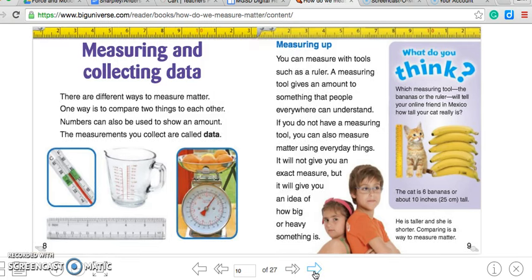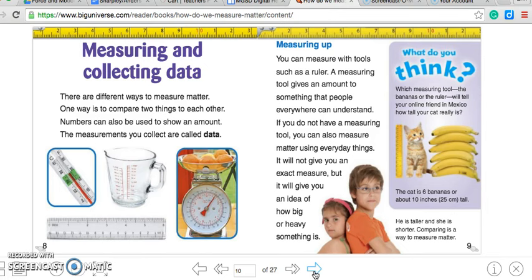Measuring and collecting data. There are different ways to measure matter. One way is to compare two things to each other. Numbers can also be used to show an amount. The measurements you collect are called data. Measuring up. You can measure with tools such as a ruler. A measuring tool gives an amount to something that people everywhere can understand.